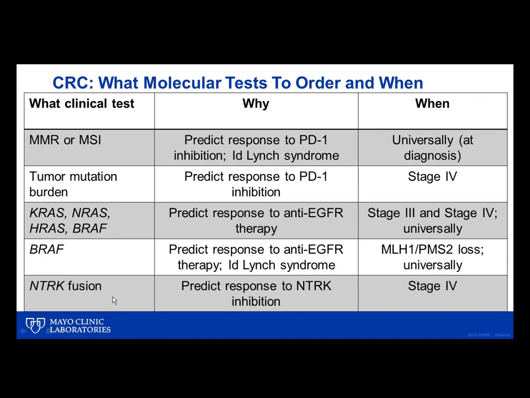Identification of NTRK fusion predicts response to NTRK inhibition, which is shown to be a very key biomarker, but in many instances I think that this is used in stage 4 colon cancer most effectively, though a rare alteration, used most effectively in this context.